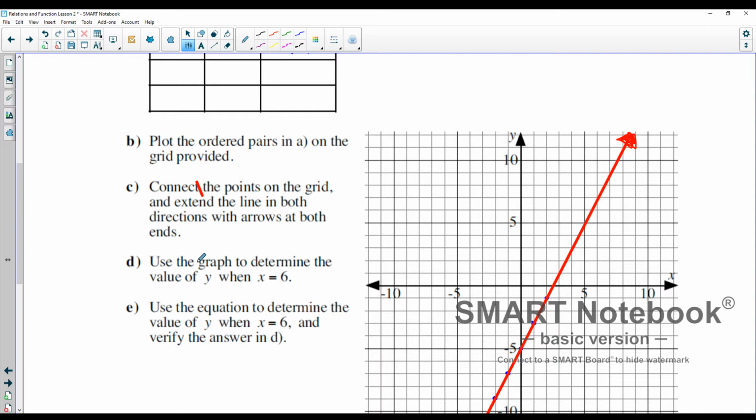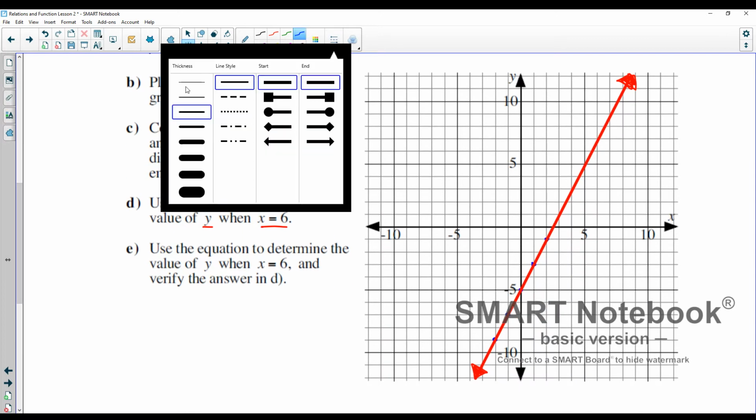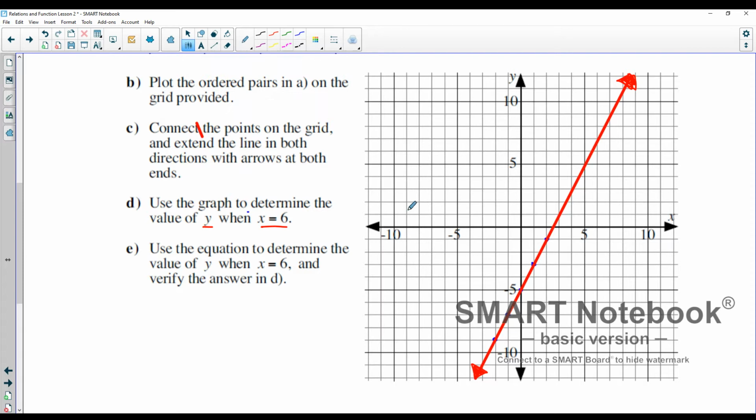Okay, it says use our graph to determine the value of y when x is equal to 6. So let's go down here. When x is equal to 6, that would be located right here. So I would start at x equals 6, and then go up to my line. I'll draw some dashed lines to go up there. It looks like it hits at about 7 here. And then we go across to figure out what the y value is. So when x is 6, y is 7.